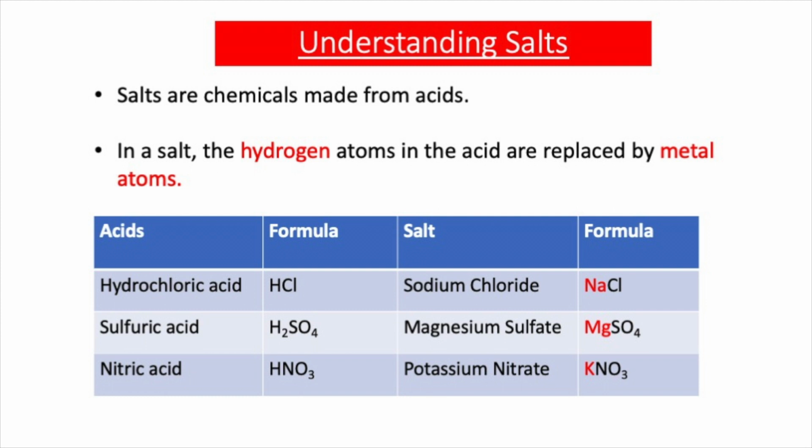Salts made from sulfuric acid are sulfates. So for example, magnesium sulfate has the chemical formula MgSO4, and we've replaced the hydrogen in sulfuric acid by magnesium. Nitric acid has the chemical formula HNO3, and its salts are nitrates. So for example, potassium nitrate has the chemical formula KNO3, and we've replaced the hydrogen in nitric acid with potassium atoms.